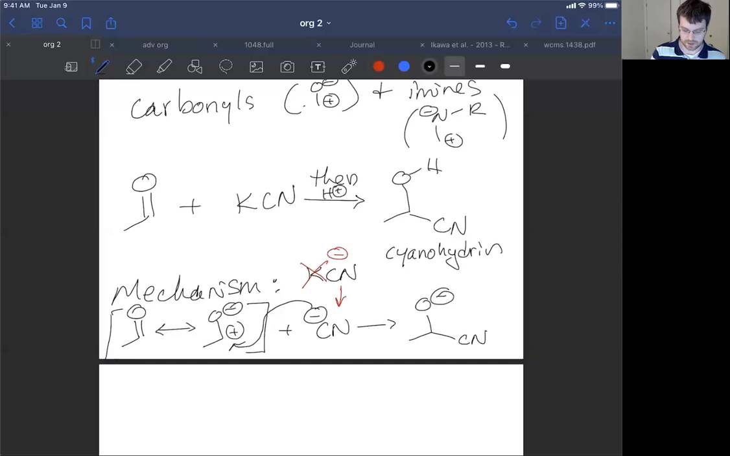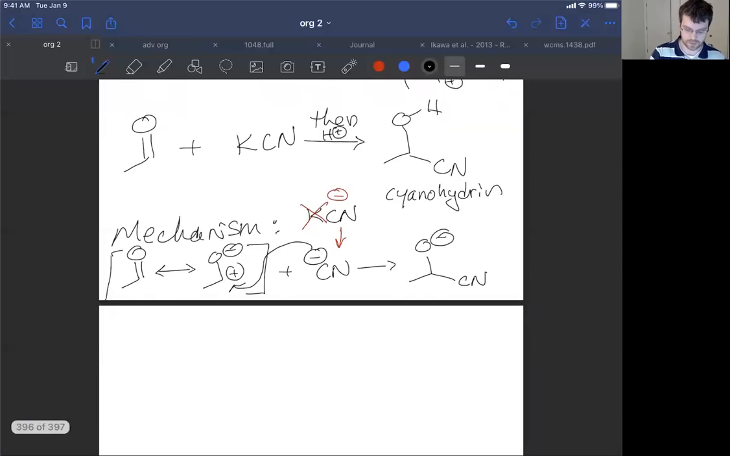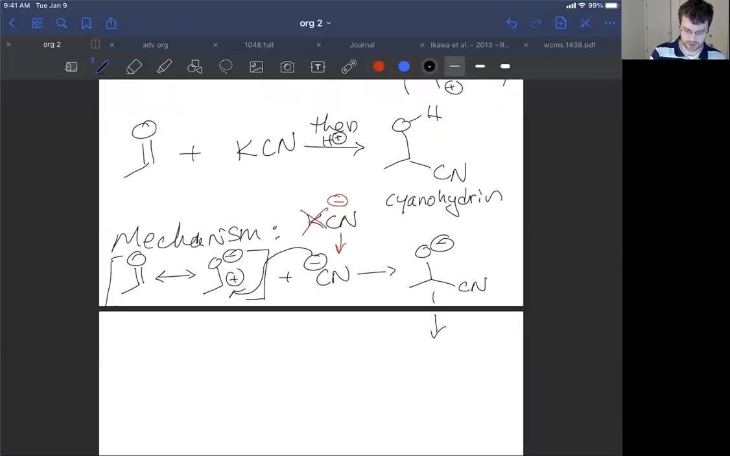Once we add those things together, we're going to get this intermediate, which then reacts with H plus to give us this structure here. And the H plus reacts because the oxygen picks off the H plus to give rise to the product.